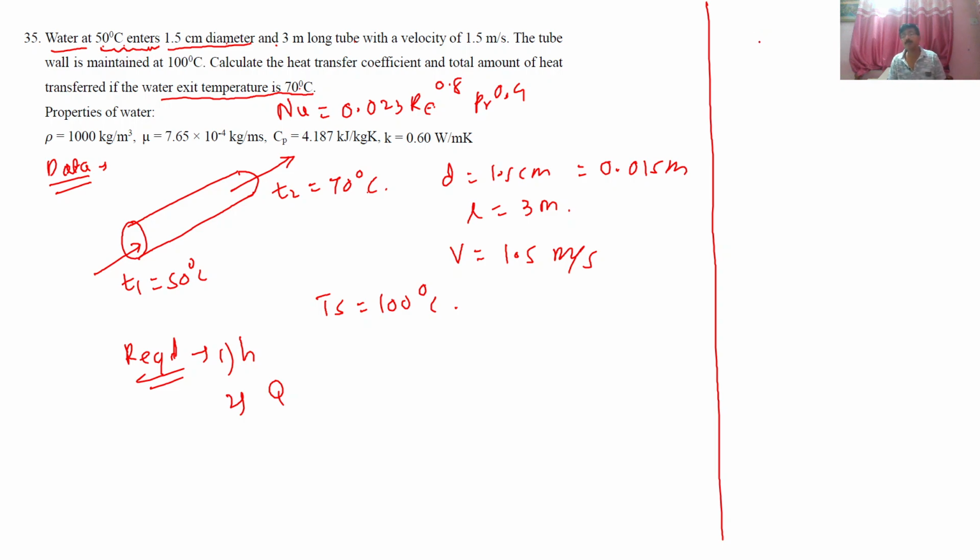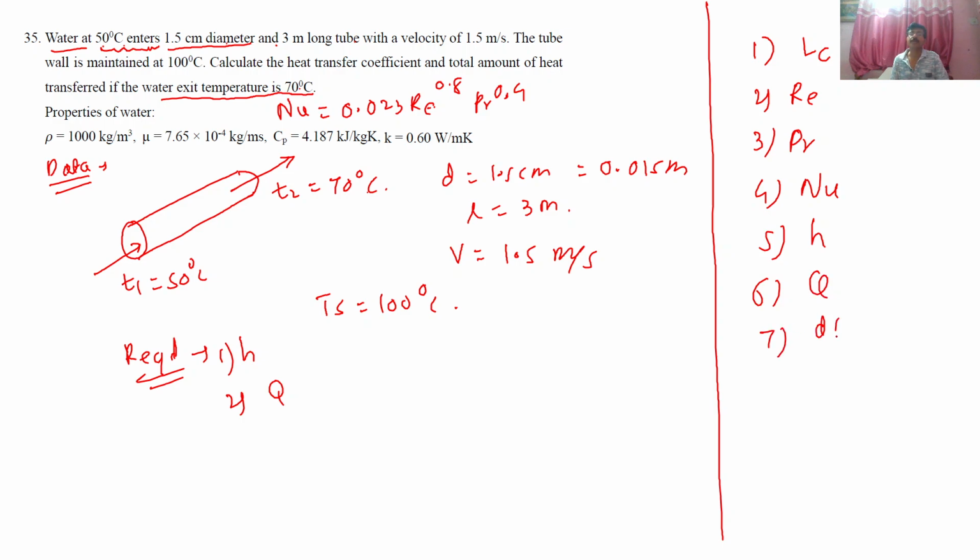How to solve the problem of forced convection? First we understood that velocity is mentioned, meaning this problem is of forced convection. After that we outline the procedure. What is the first step, students? LC. Second step is to find the Reynolds number. Third step is to find the Prandtl number. Fourth step is to find the Nusselt number by correlation. Fifth step is to find h. Sixth step is to find Q. Seventh step is to find dT by dT. And the eighth step is to find L, or the exit temperature T2.